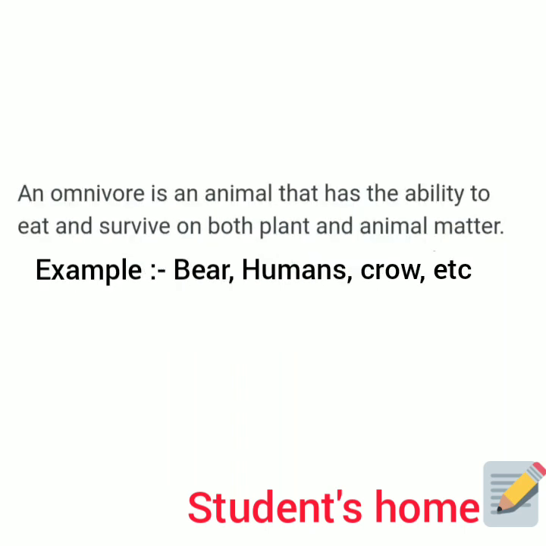So class, now we are going to discuss our next topic that you can see in the picture, that is omnivore. The definition of the omnivore is given here: an omnivore is an animal that has the ability to eat and survive on both plants and animal matter. That means class, these are those animals who can eat plants and their parts as well as animals to get their food and energy. So for example, bear, humans, crow, etc. are examples of this group.